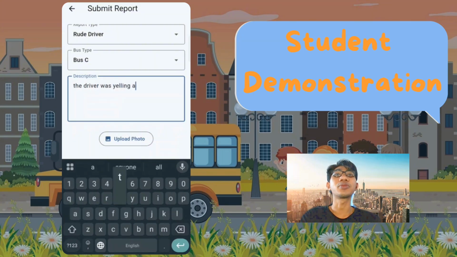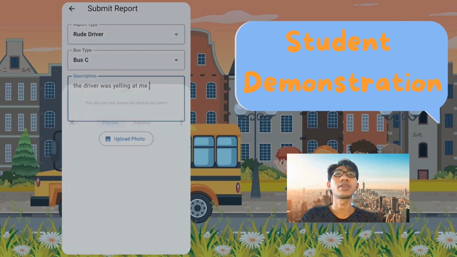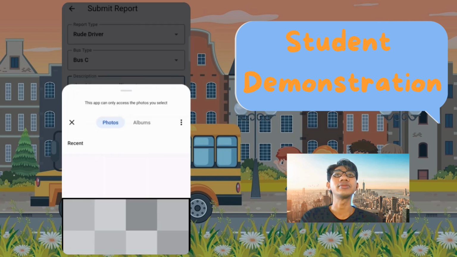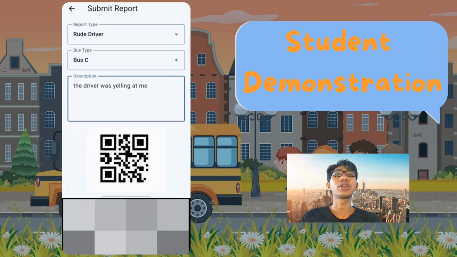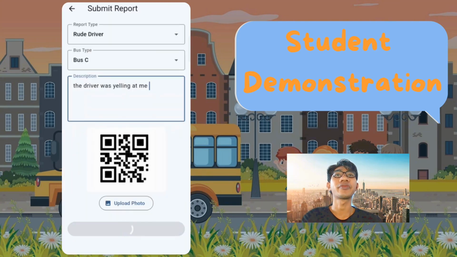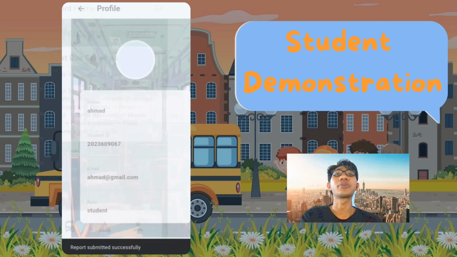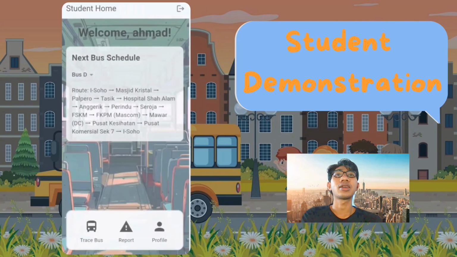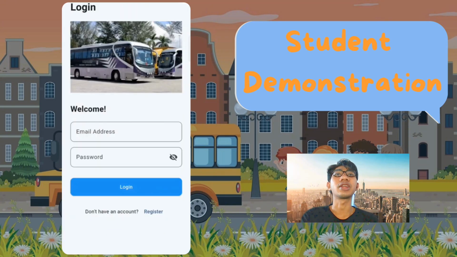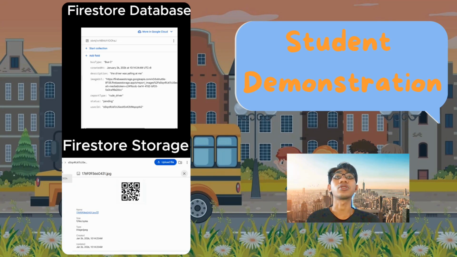We can also upload a photo as evidence. Here we can choose any photo that we want, and we click on the submit report button. We wait for a while, and you can see at the bottom the report was submitted successfully. And here is the database, where we use the Firestore database for the submission of the report, and we use Firebase storage to show the image that was sent.